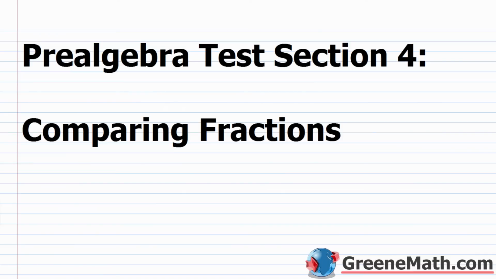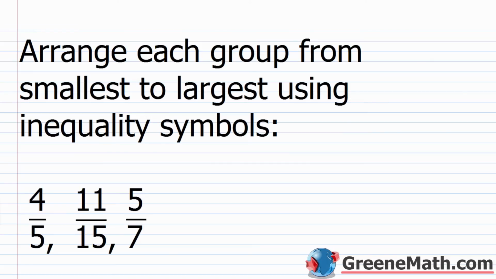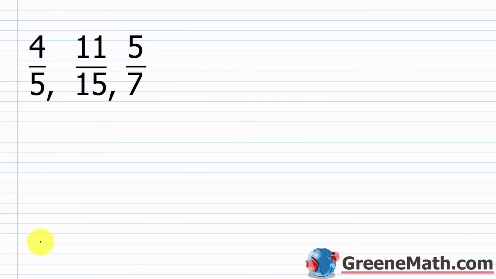Hello and welcome to Pre-Algebra Test Section 4 on comparing fractions. All right, so we just want to arrange each group from smallest to largest using inequality symbols. So we have the fractions 4/5, 11/15, and 5/7. So we can start by just comparing any two fractions that we want. Let's start with 4/5 and 11/15.